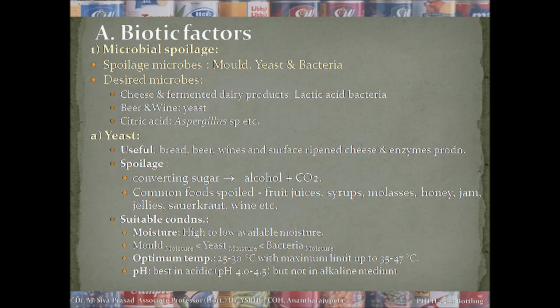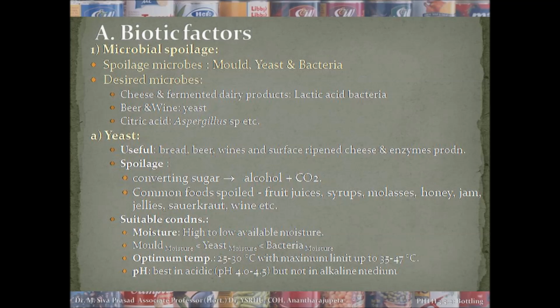First aspect of microbial spoilage, the microbe that we are going to discuss is yeast. Apart from its wide usage in the industry of bread making, wine, beer, cheese, and enzyme production, it has its disadvantages and undesirable changes, or it brings about changes in canned foods. How exactly is this yeast going to bring undesirable change in a canned food?